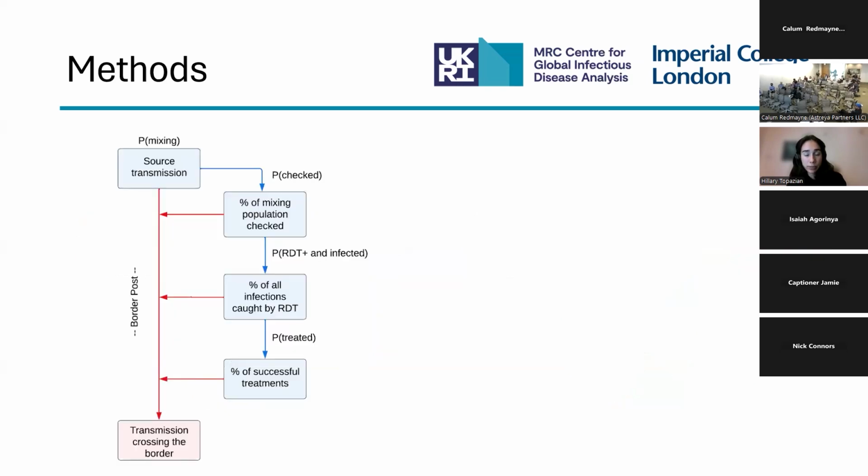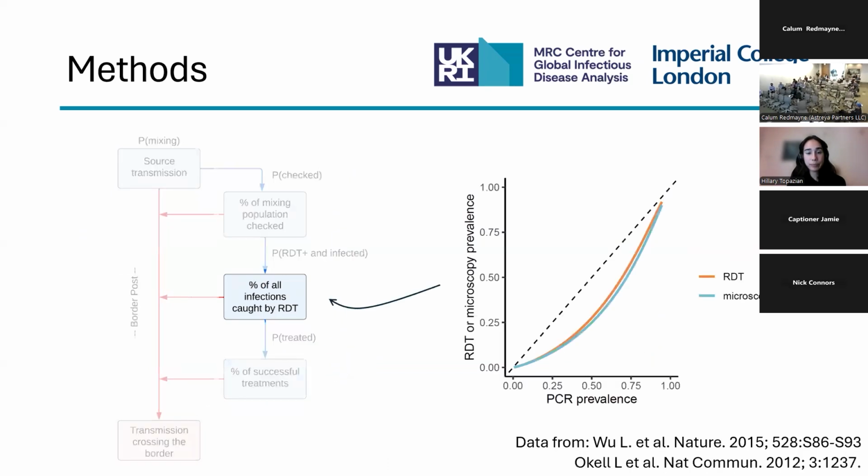And then to build our intervention into the model, we created this process where a certain proportion of the traveling population is checked by a border post. So in this case, we set this at 80%. And then a certain proportion of infections are picked up by an RDT. And then a proportion of those with positive tests are treated. So in this case, 95% with AL.